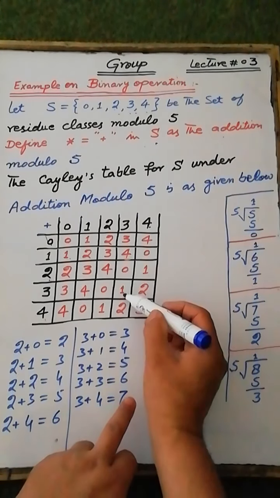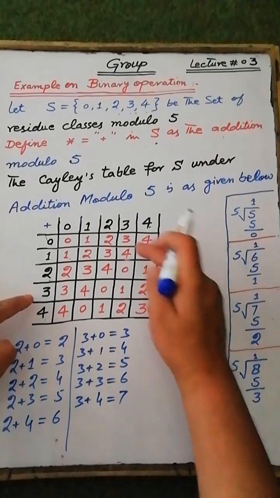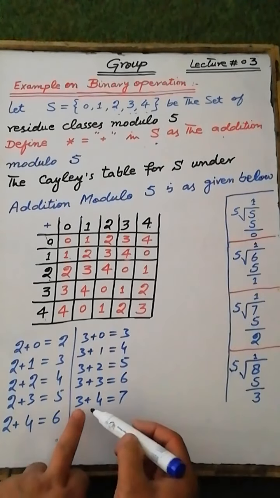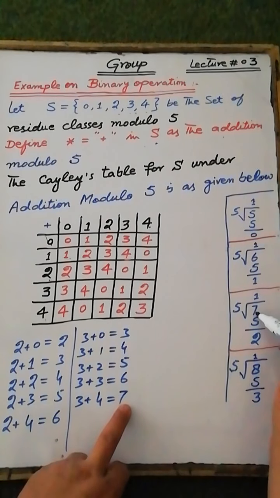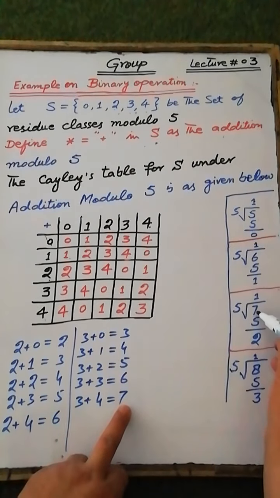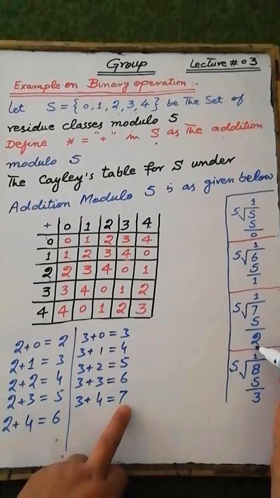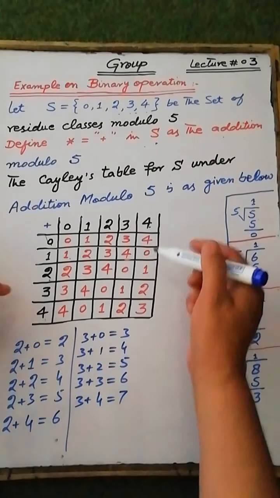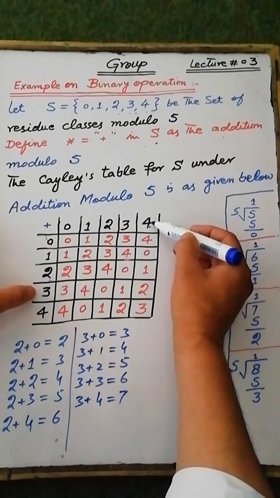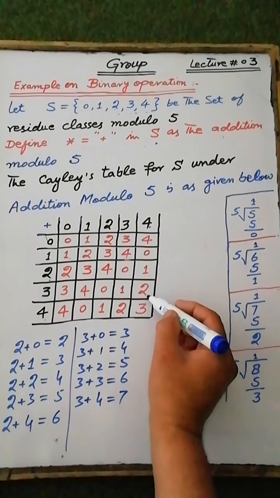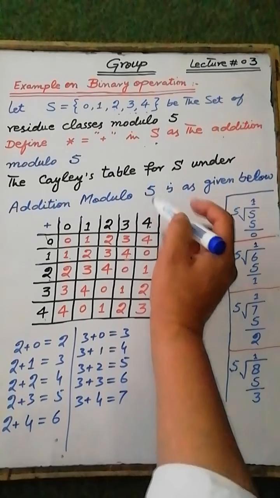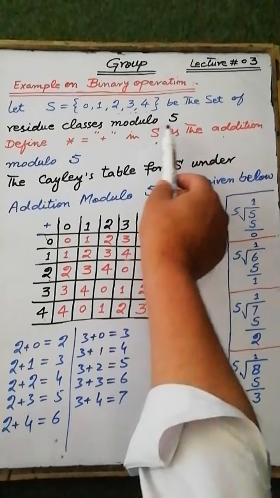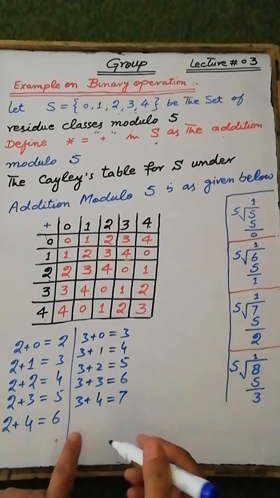Therefore we write here the remainder when we add 3 with 3, and 3 plus 4 is equal to 7, which is greater than 5. We divide 7 by 5, the remainder is equal to 2. Therefore when we add 3 with 4, we write here the remainder, which is equal to 2, as 7 is greater than 5, according to the residue classes modulo 5, and so on.